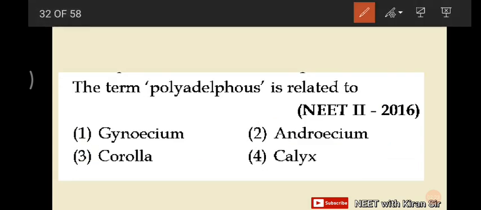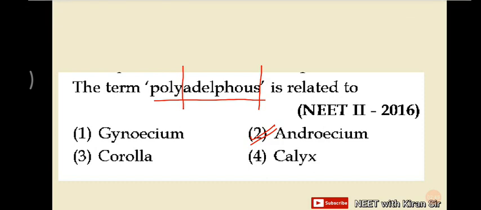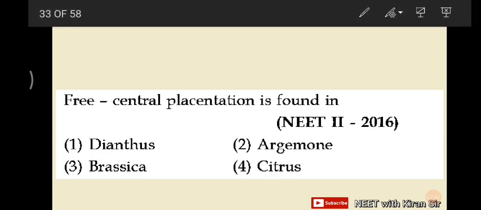Next one. The term polyadelphous is related to... Poly means many, adelphous means bundles of filament. Where do you find filament? Simply we'll go with androecium. So polyadelphous is a condition where all the filaments are fused to form many bundles, while the anthers are still free from each other.